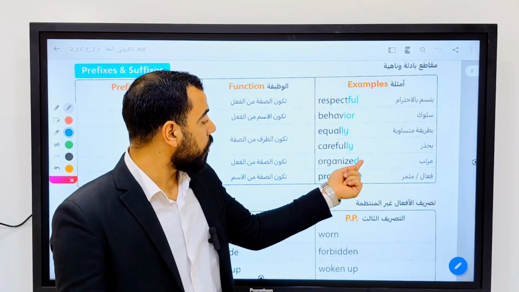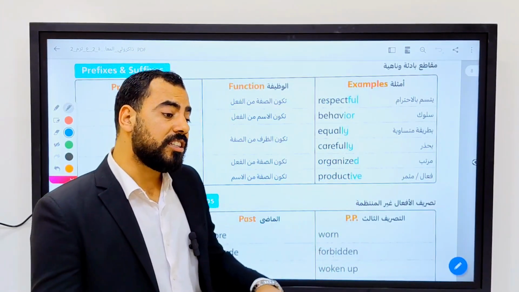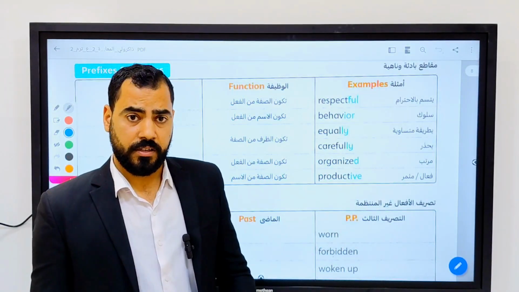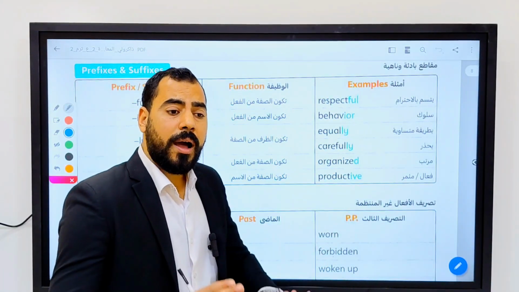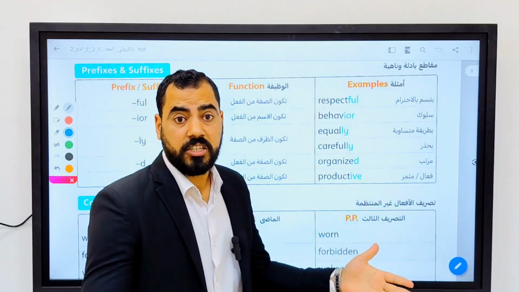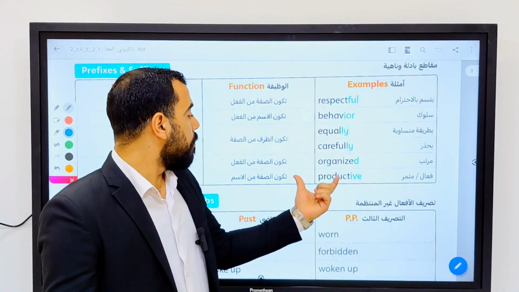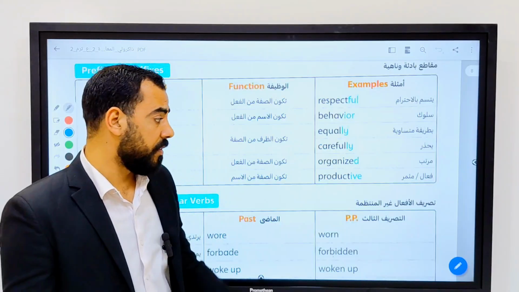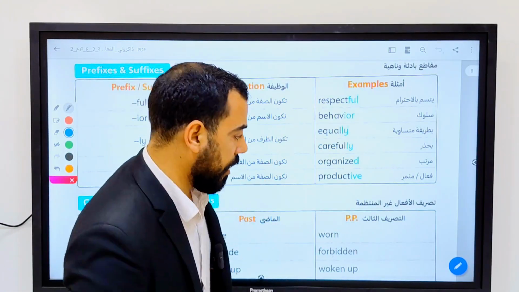Organize is a verb. When we add d, we can change it to be in the past, or to be an adjective. So an organized person, I'm describing that person as organized. Product is a noun, productive is an adjective, like we have mentioned in the key vocabulary.